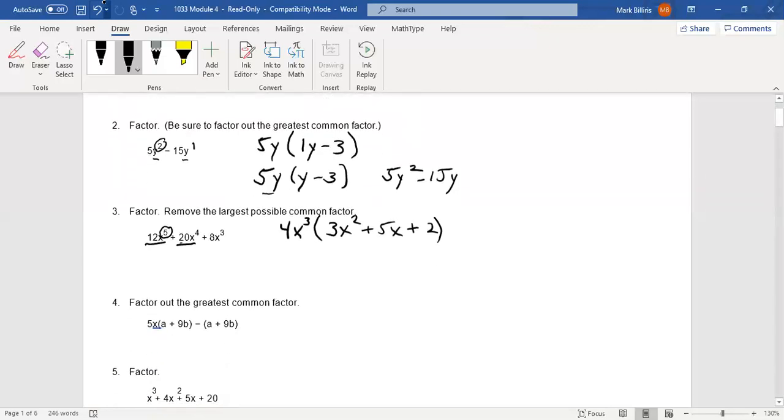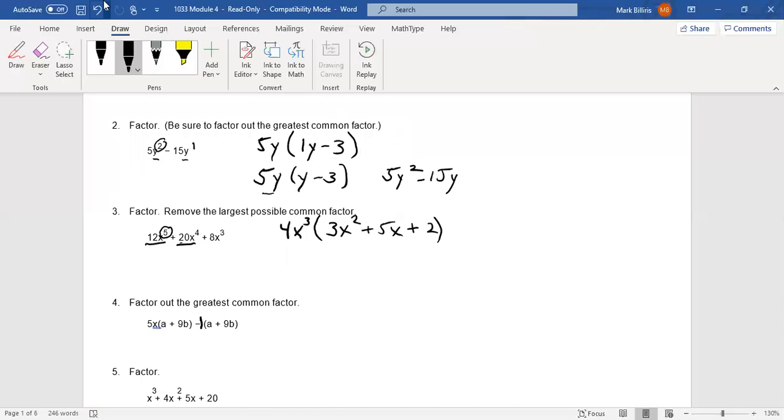Our next problem, again, we're factoring out the greatest common factor. We have 5x times the quantity a plus 9b, minus the quantity a plus 9b. What I'd always recommend, if there's no factor shown, it's understood in this case to be a 1 or a minus 1 in front of the quantity a plus 9b.